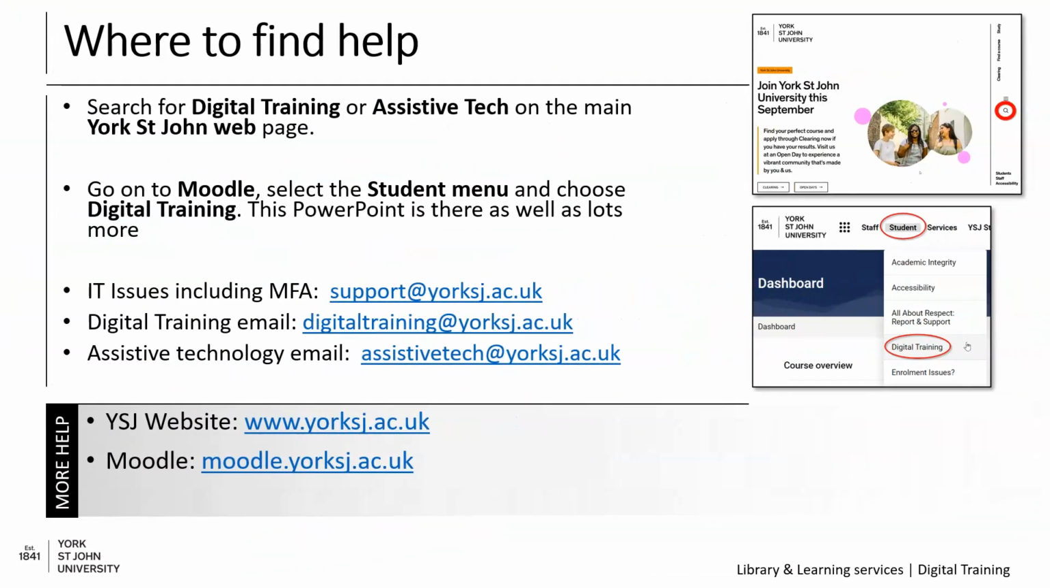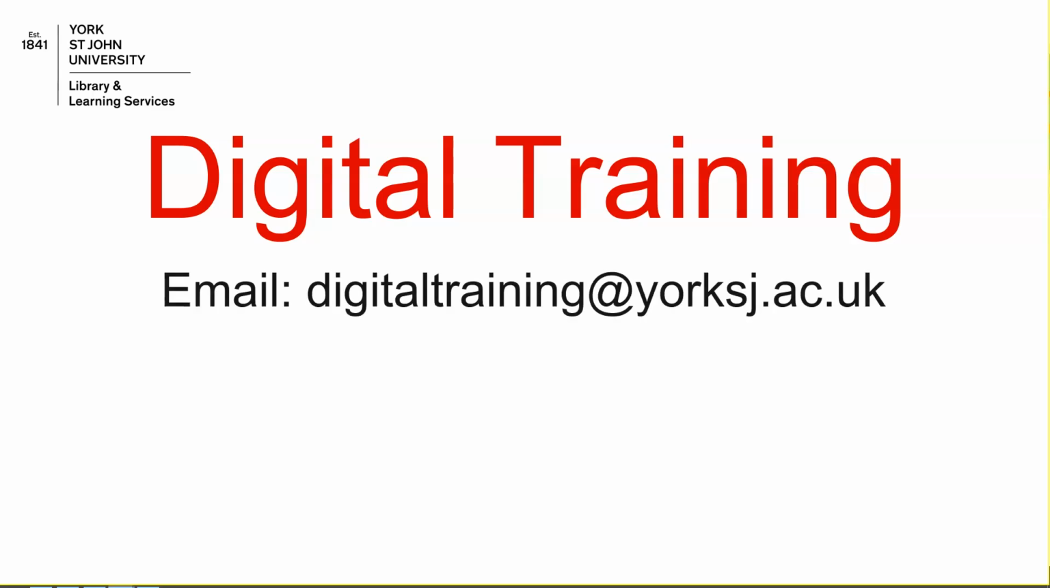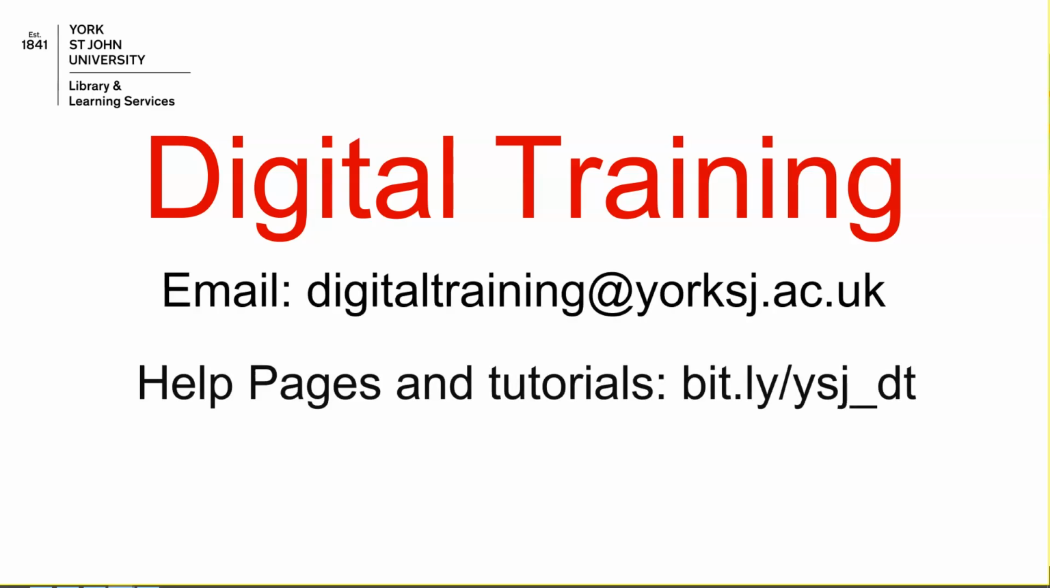Help with IT is available in lots of ways. We're digital training. You can find us on the website, through the Moodle student menu, or contact us at digitaltraining@yorksj.ac.uk. More help is available from digital training. Send us an email, book a tutorial session, or see the help pages on our website.